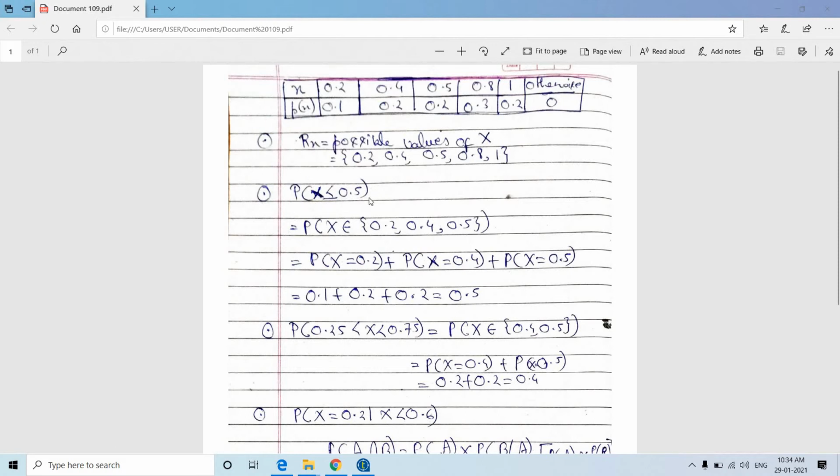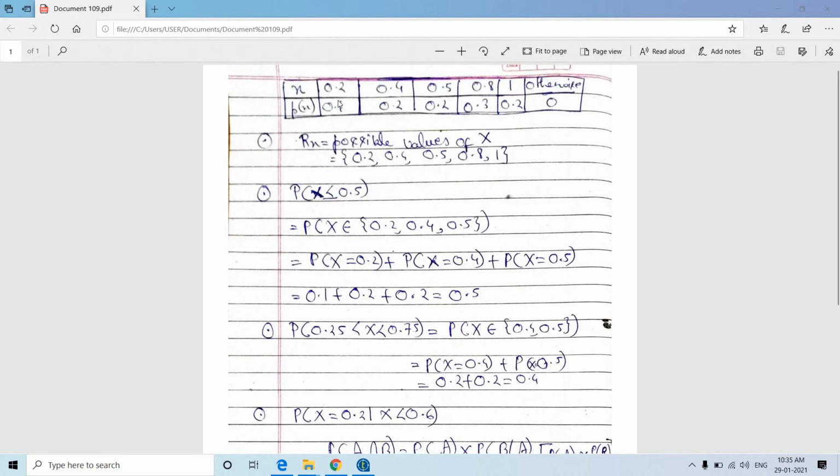Suppose you might ask this kind of question: what is the probability that the random experiment's outcome will be less than or equal to 0.5? Very simple. What are the possible outcomes having a value less than or equal to 0.5? 0.2, 0.4, 0.5. So my outcome should be within this set. So the probability of x belonging to 0.2, 0.4, or 0.5, we are simply adding them up.